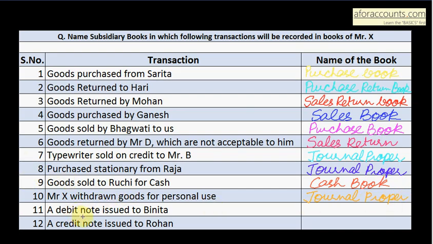Next, a debit note issued to Benita. Why do you issue a debit note? Whenever there is a debit note, that means purchase return is there. So it will be recorded in your purchase return book.